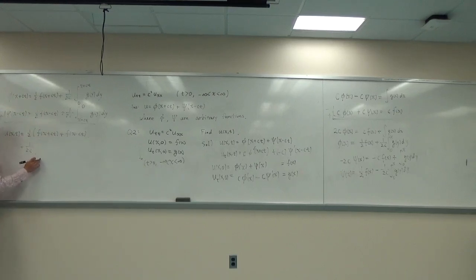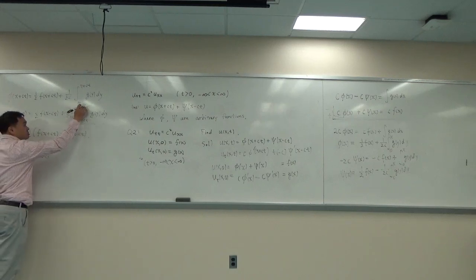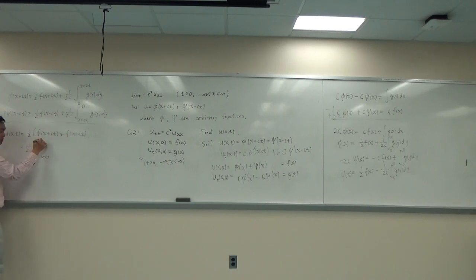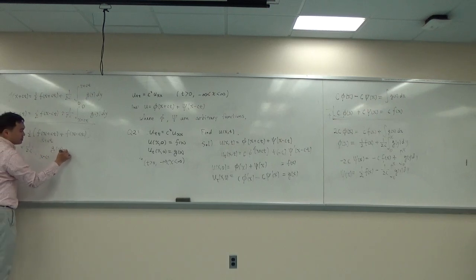Here, what goes in there? So negative x minus ct. x minus ct, and then what here? It's from this to 0 and then 0 to here, so it's from x minus ct to x plus ct, yes. Right. And then g(y) dy. Okay, so that's the general solution for two initial conditions.